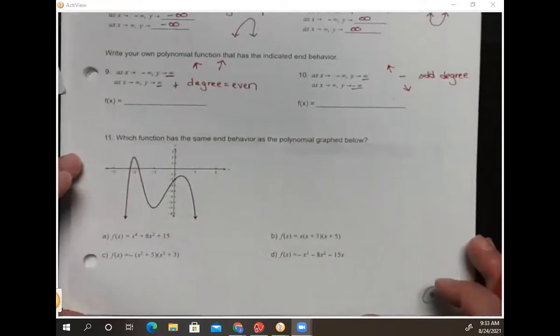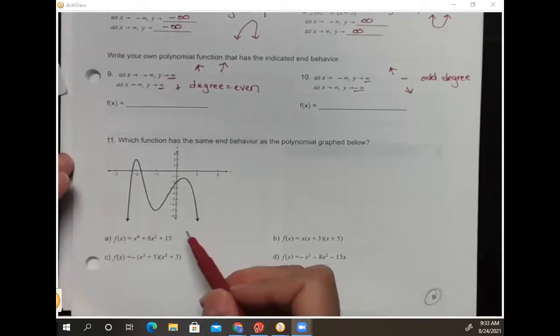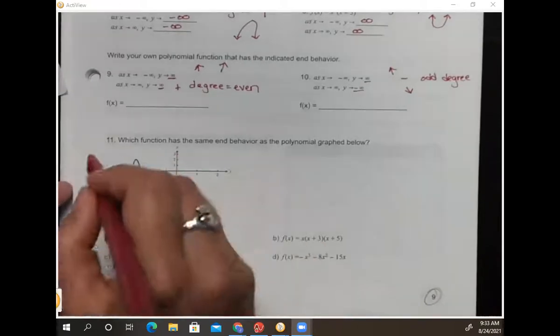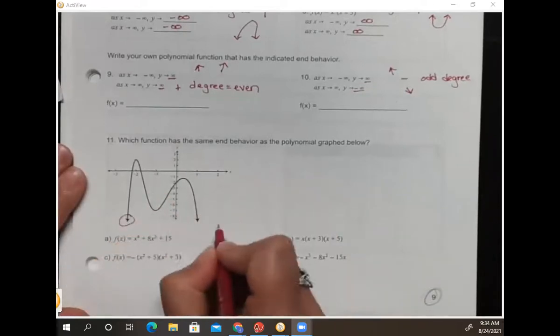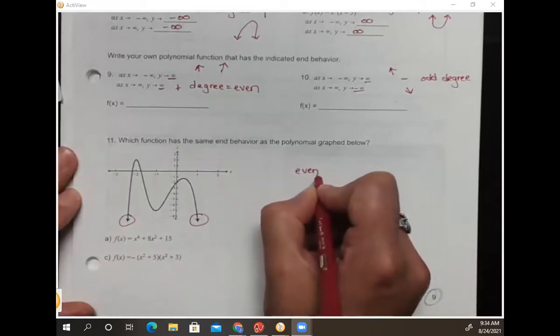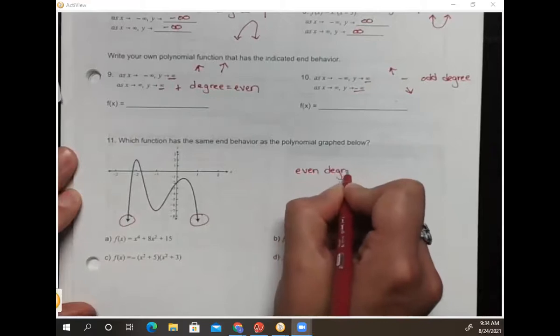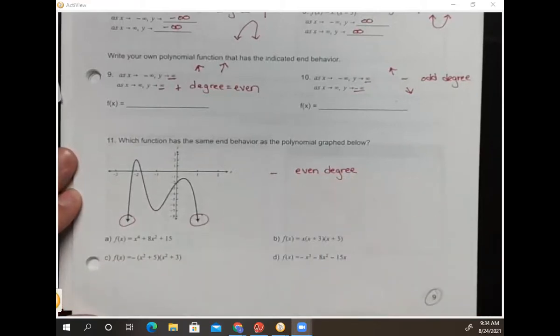And then number 11, which function has the same end behavior as the polynomial that we have graphed here? I don't have a function for this, but I can tell those two pieces of information based on the ends. Both my ends are pointing down. So what do I know has to be true about the function? Even degree, and a negative lead coefficient. Good.